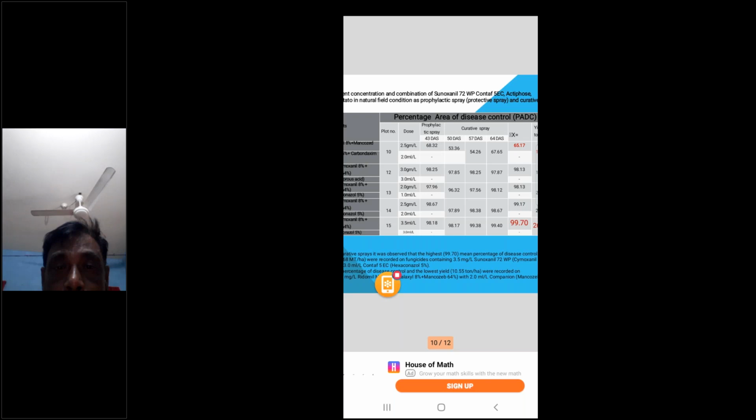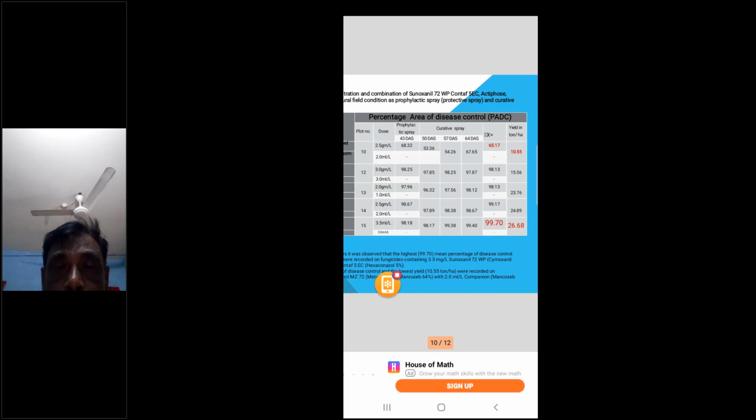This table is after affecting leaf blight disease. After affecting the leaf blight disease, when we applied carbendazim and metalaxyl, then leaf blight is controlled, but its yield is effectively hampered. This is yield.